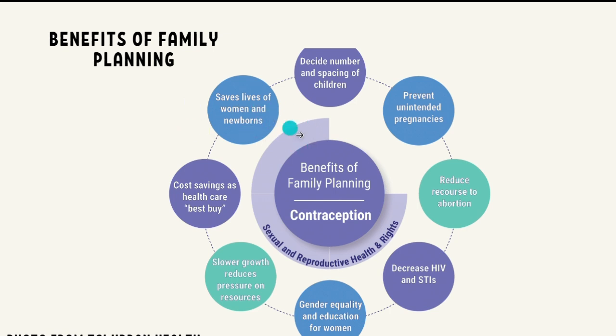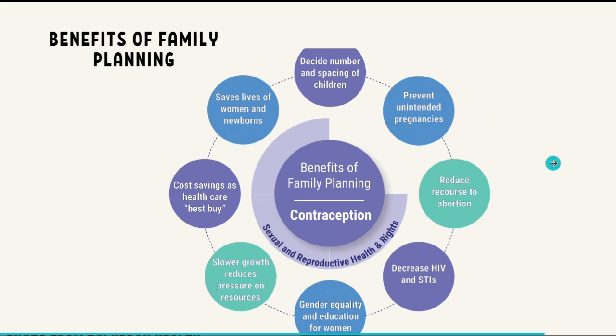And then it saves the lives of women and newborns. For example, let's just say you have a situation, maybe rape or something, and a 12-year-old gets pregnant. Even though technically they can get pregnant, their body is obviously not fully developed to bring a child. So that 12-year-old could die with the baby. The baby dies and she dies too, because her body is not strong enough to push out a child, right?